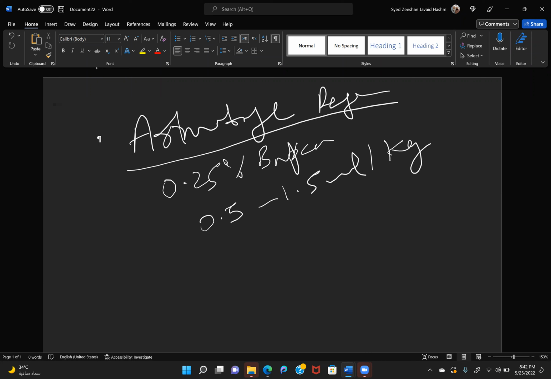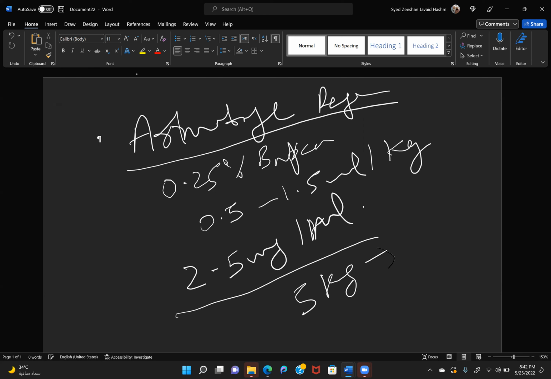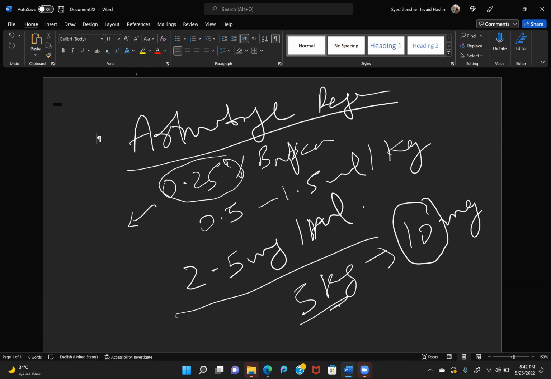But what's the problem? 0.25% means 2.5 milligram per ml, okay? So if you have a 5 kg baby, the safe dose is 10 milligram. If you are calculating according to this Armitage regime, sometimes it can become a very toxic dose, so you will have to reduce the concentration, because the maximum dose you can give in this 5 kg baby is 10 milligram. So you can only give 4 ml maximum.